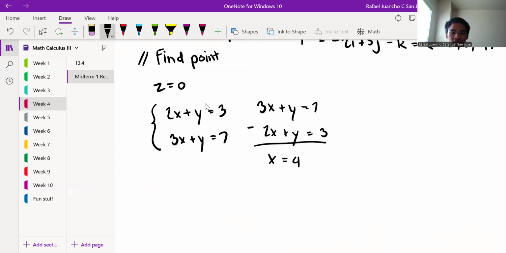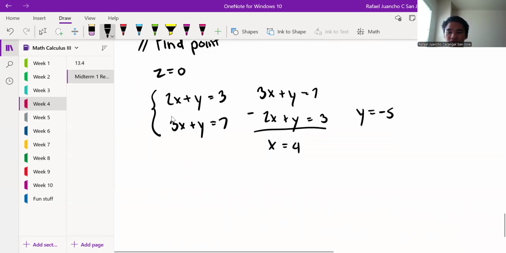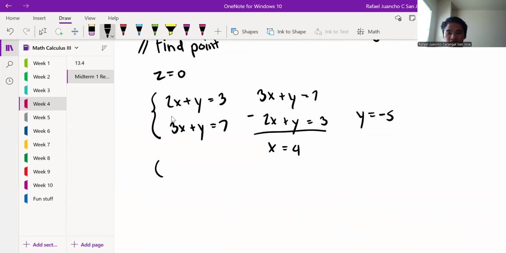Or let me see if this works. This is 12 plus 4. Oh, it does work. Because I get 8 here minus 5, I get 12 here minus 5. So my x is 4. And so my y is equal to -5. And so my point could be 4, -5, 0.